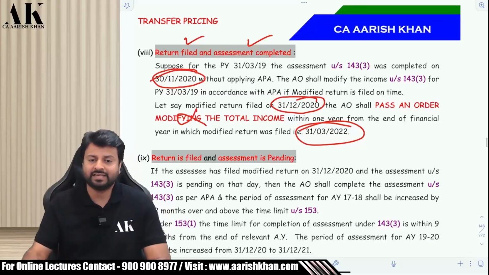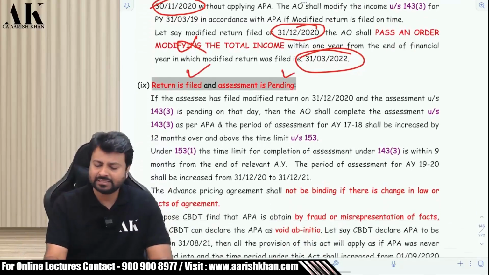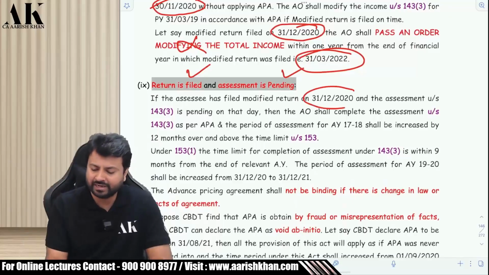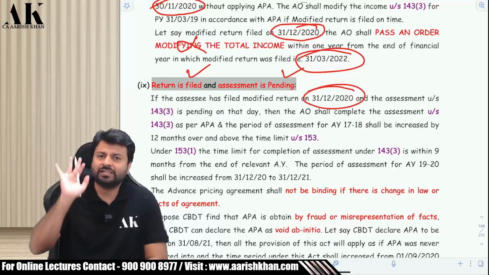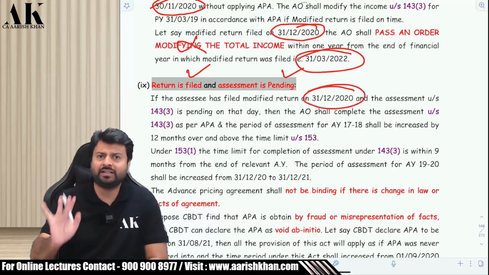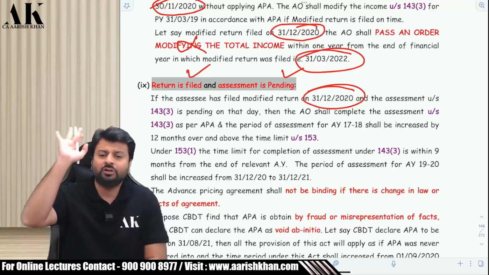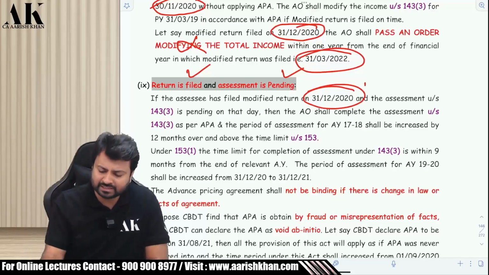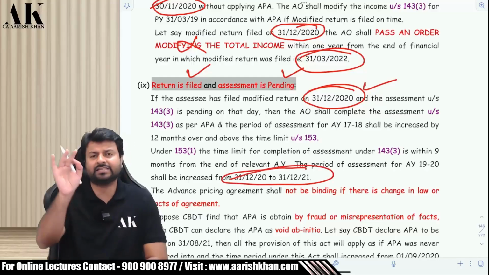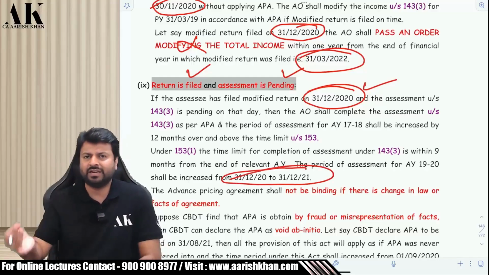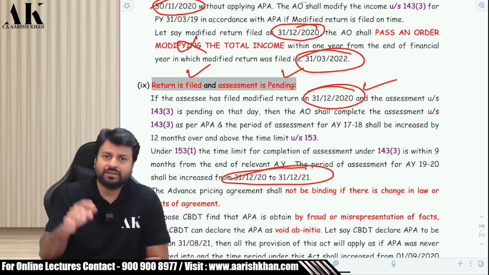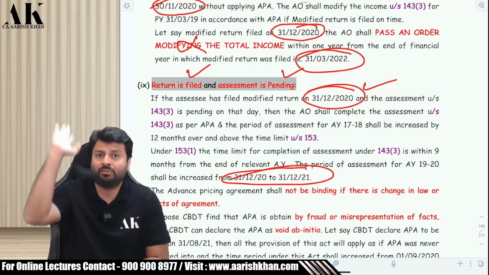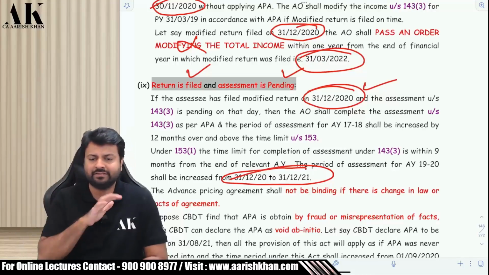Okay. Next. What if the return is filed and the assessment is pending on the date of filing the modified return? Don't worry, you do your job properly. If the assessment is pending on the date of filing of the modified return, that is on 31st December 2020, don't worry, the AO will complete the assessment as per the modified return, and the department will give him an extra 1 year to complete the assessment. Generally it is 9 months from the end of the relevant AY. But in this case, the government will give them extra time because in between I am filing a modified return. So they should get some extra time and they will get extra time over here.